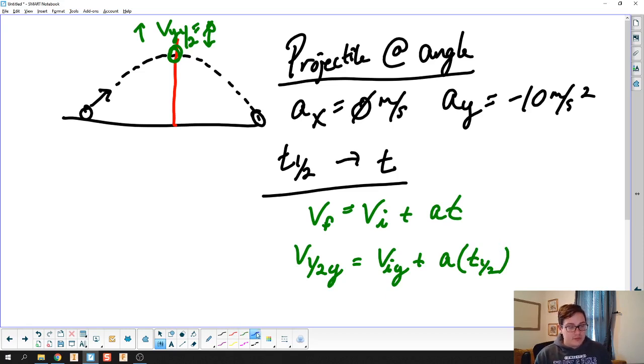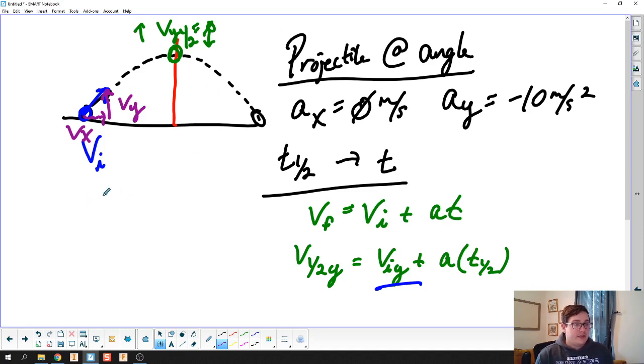But we run into a problem: we don't know initial velocity in the y direction. We know initial velocity, but not in the y direction. So for example here, we know that this arrow right here represents its initial velocity, but we don't know its components in the x and y direction. So v sub x and v sub y. How would you then do this problem?